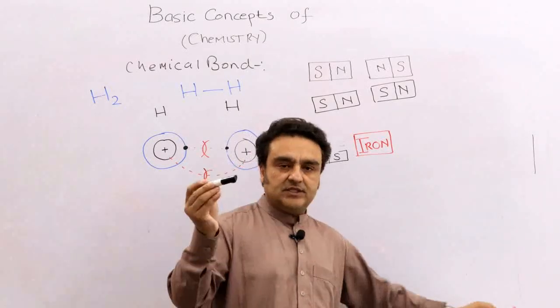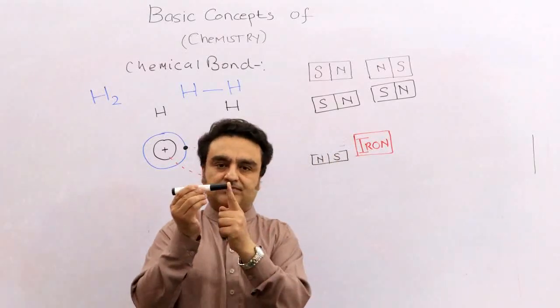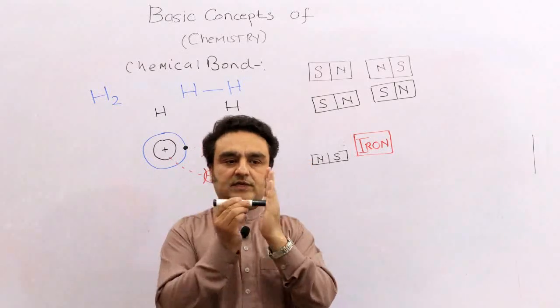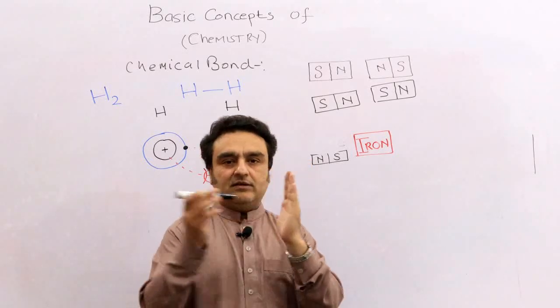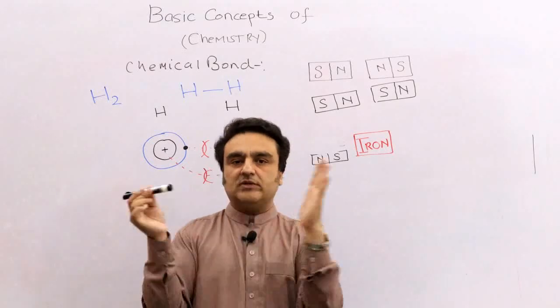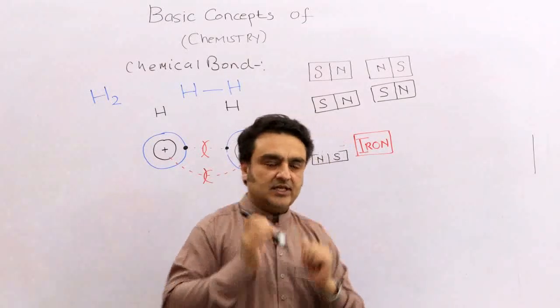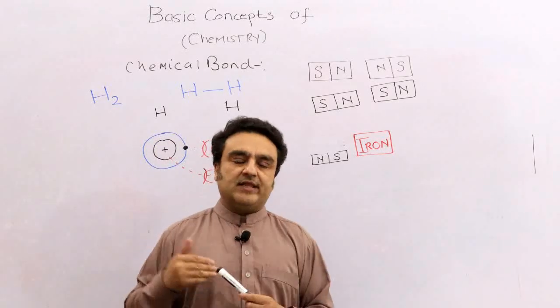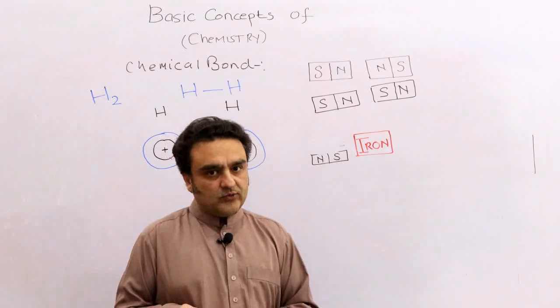If you have this magnet, as I told you, this is the north and this is iron, it will attract it. If you invert the magnet, now this is the south, again it will be attracted. So this is going to be very helpful for us to understand chemical bonding.